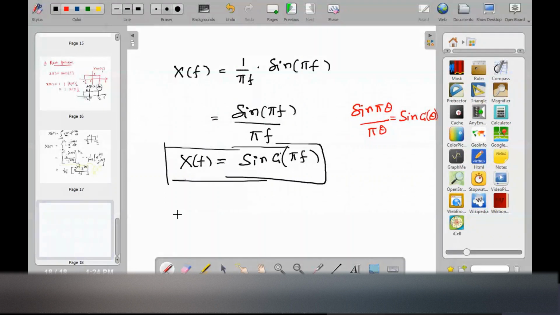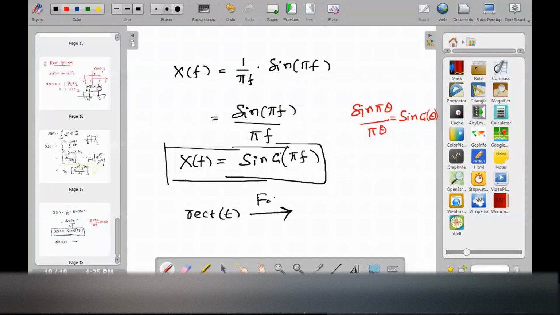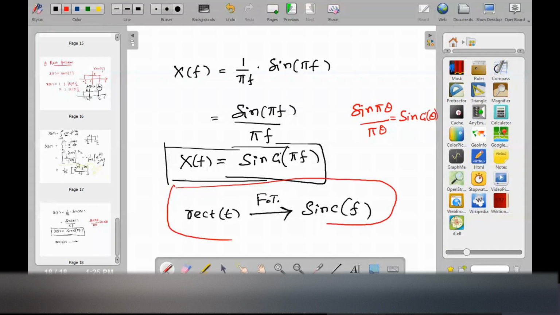That means if I take the Fourier transform of rect of t, I will get sinc of f. So this is what I obtained. If you have time, all of you try to calculate the Fourier transform of rect of t by T. Everyone calculate this Fourier transform.